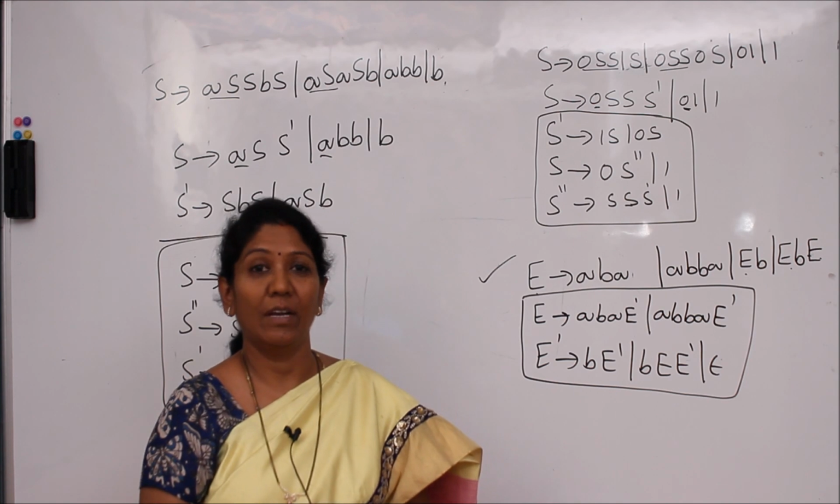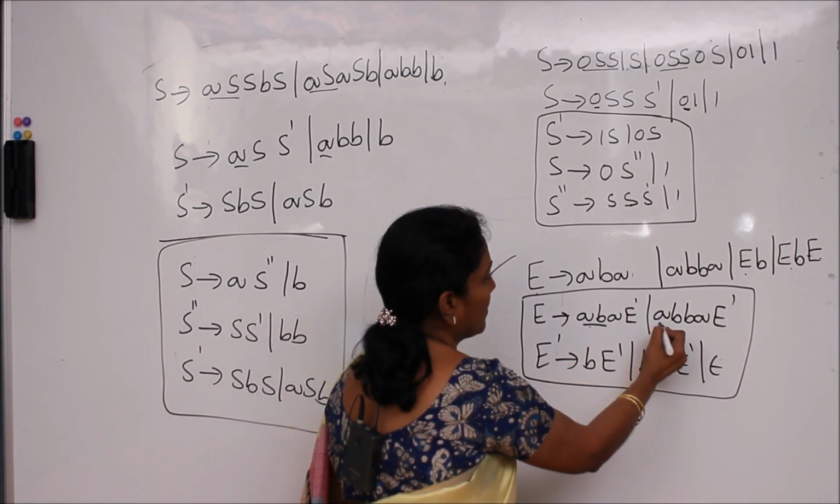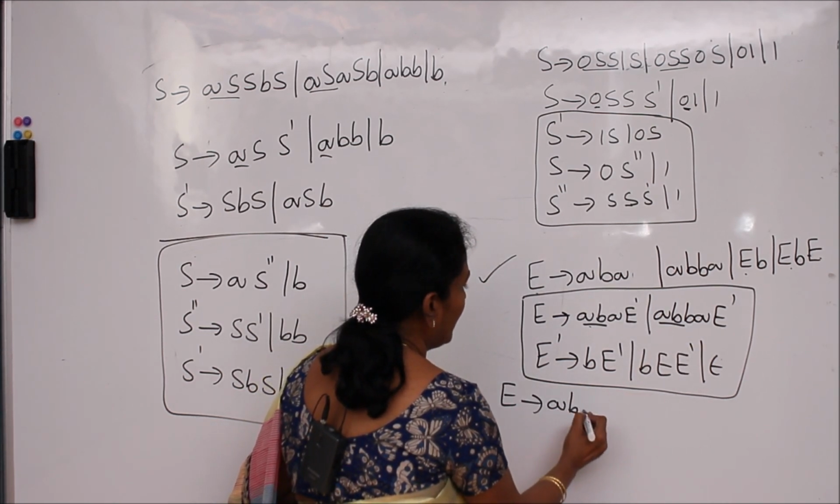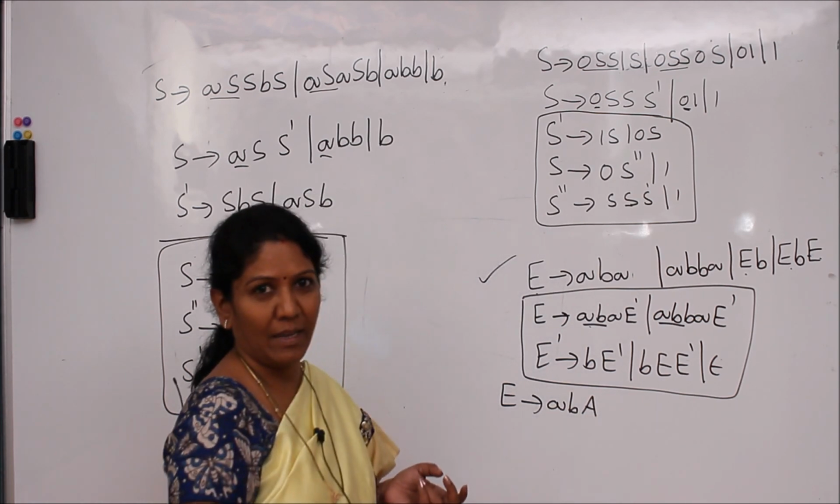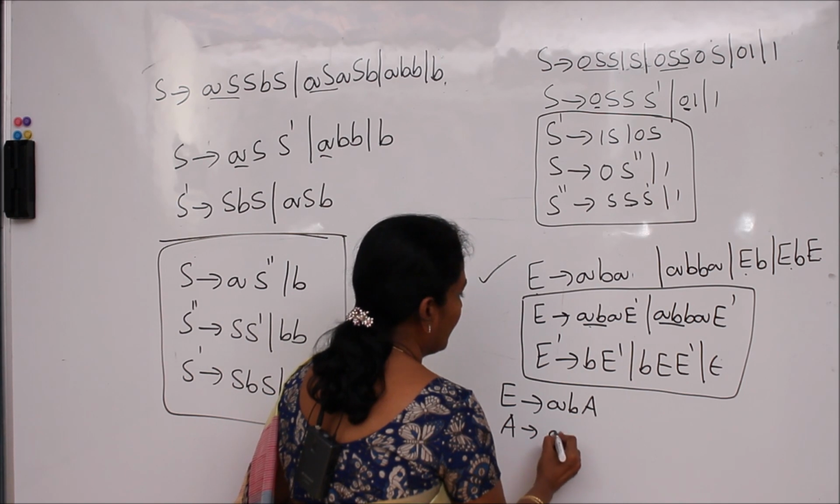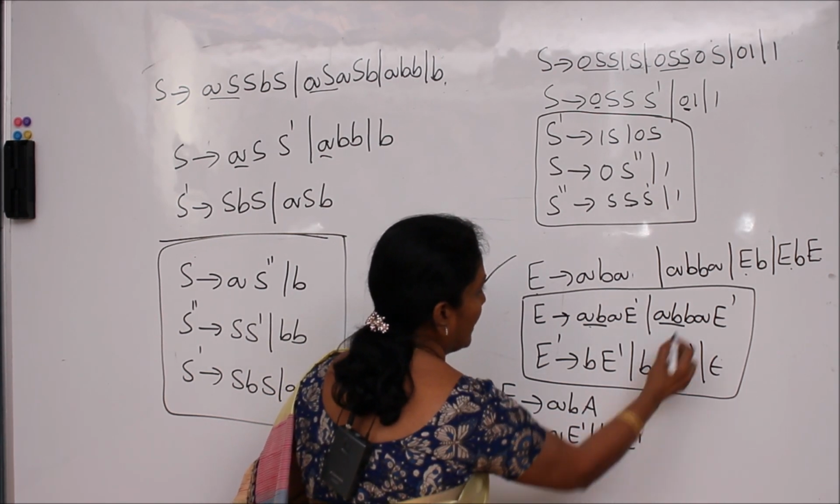Now let us do left factoring. How do we do the left factoring? Here the common prefix is AB. So I'll rewrite this as A equal to AB, with some new non-terminal, where this is what? What is left out here is AE'. The left out part on the other side is BAE'.